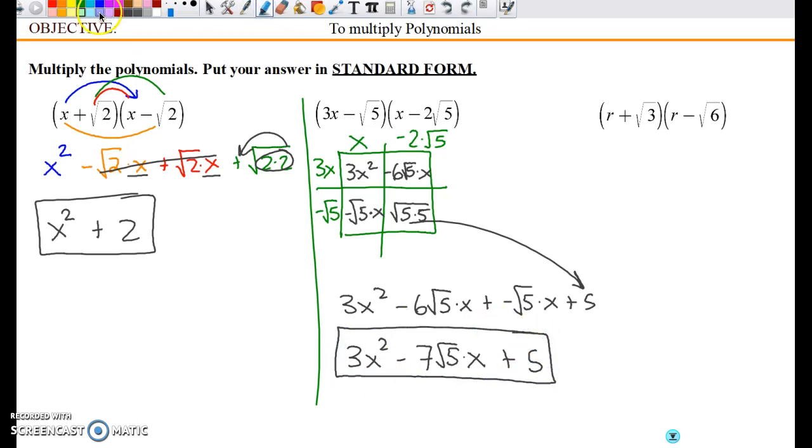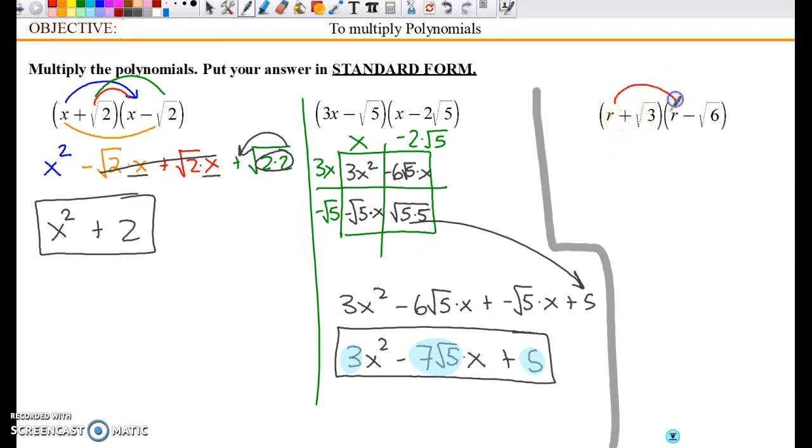Now, just to keep your eyes trained here, the coefficients are the numbers in front. And notice they can be any I want. It just has to be a real number. So even though I have 7 square roots of 5 in that coefficient spot, it's still just fine. You're going to be okay. Let's go to the last one.